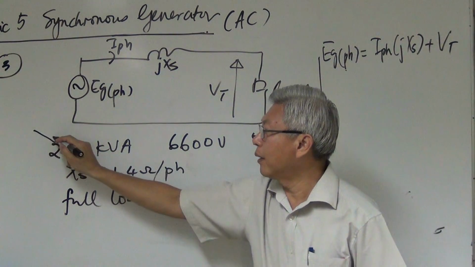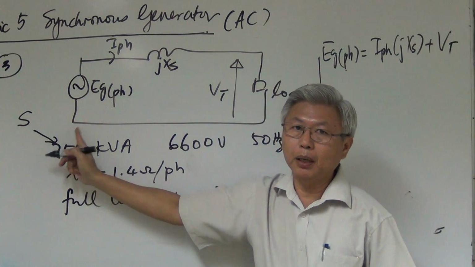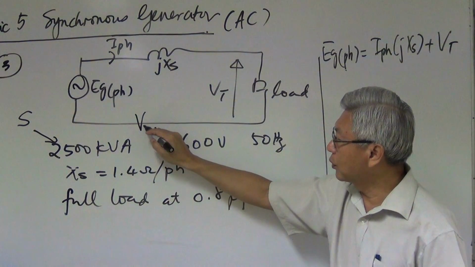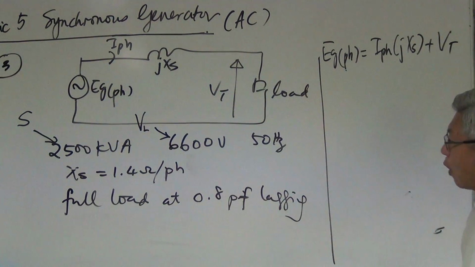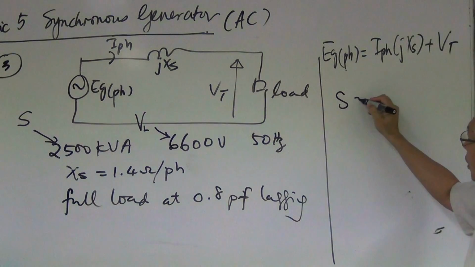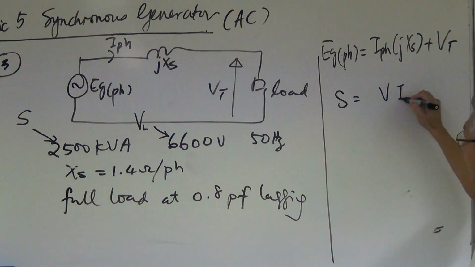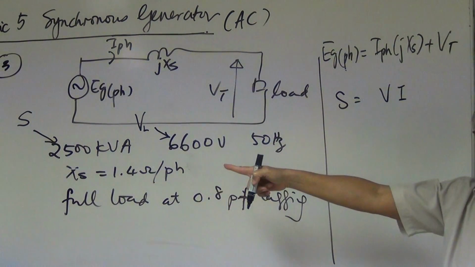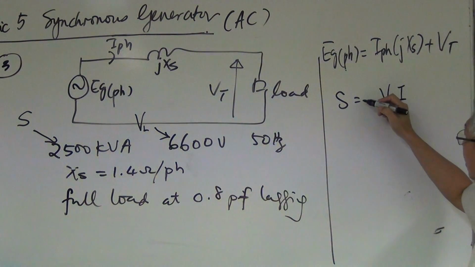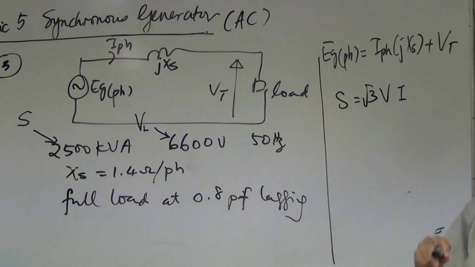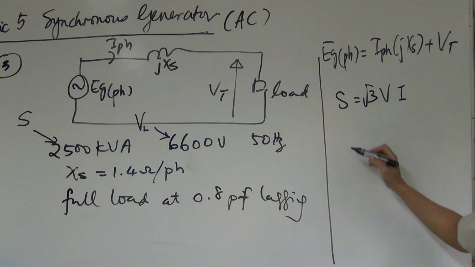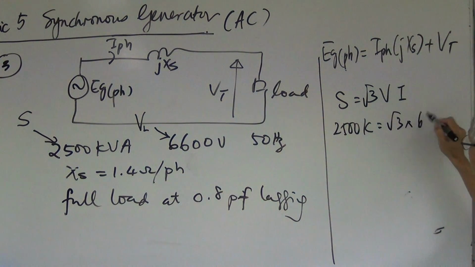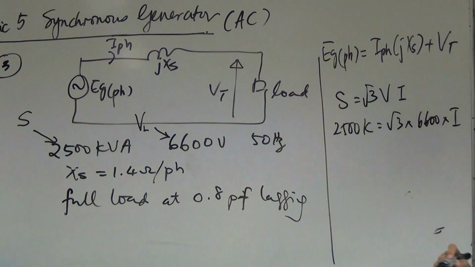This is apparent power, right? And what is this? This is the voltage, the line voltage. And if you still recall, S is equal to V times I, right? V times I. This formula is single phase, and the information is given three phase. So you have to say S is equal to square root 3 VI. Right? So I have 2500 kVA equal to square root 3 multiply 6600 multiply current.